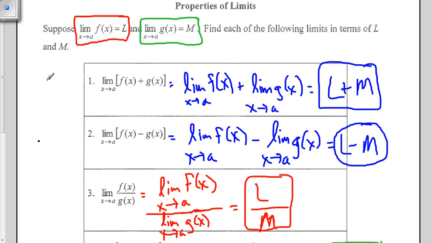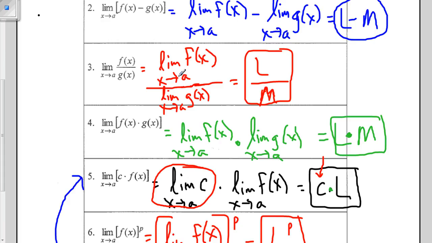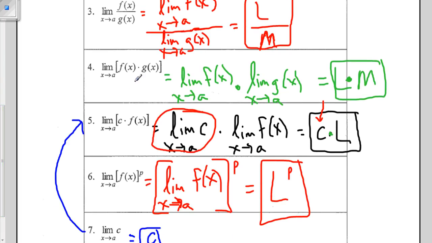Properties of limits. The limit of a sum is equal to the sum of the limits. The limit of a difference equals the difference of limits. The limit of a quotient equals the quotient of the limits. And these will make more sense on the next page and as we do some more work. The limit of a product equals the product of the limits.